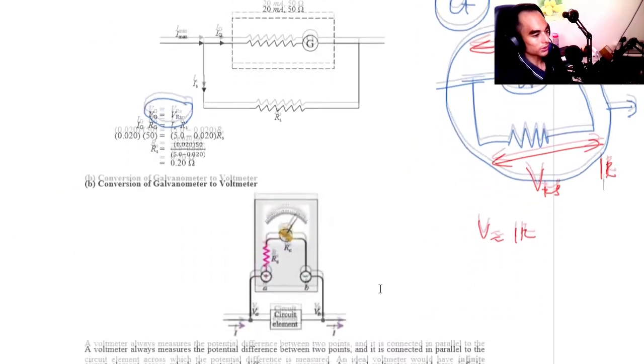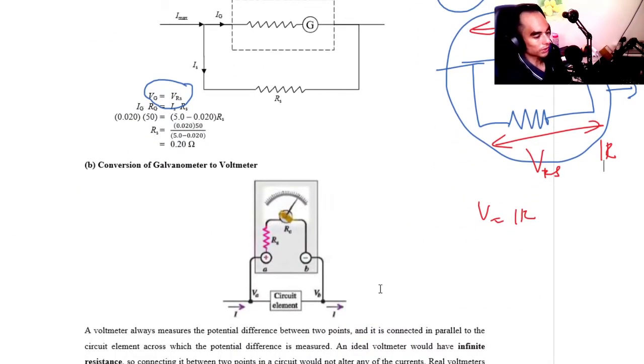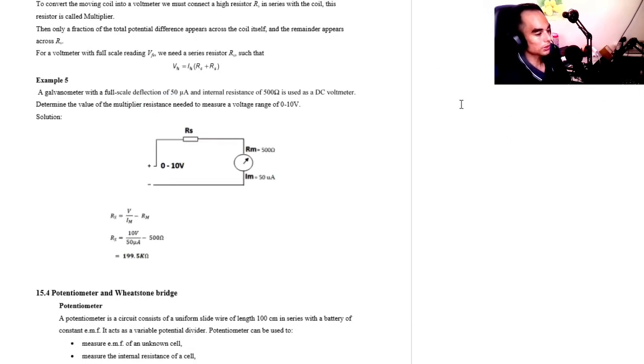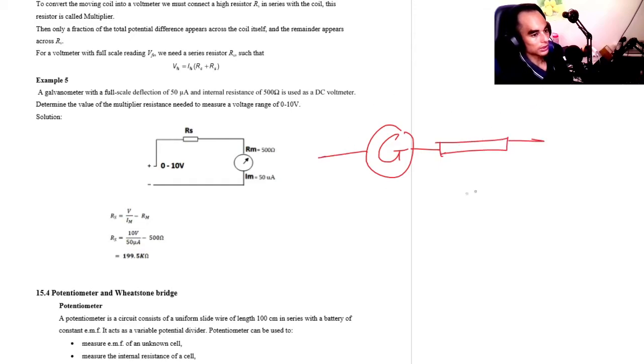Next, we want to convert a galvanometer to a voltmeter. If we want to convert a galvanometer to a voltmeter, we have to connect a resistor in series with it. So the galvanometer connects to a resistor. Then the whole thing over here will be a voltmeter.